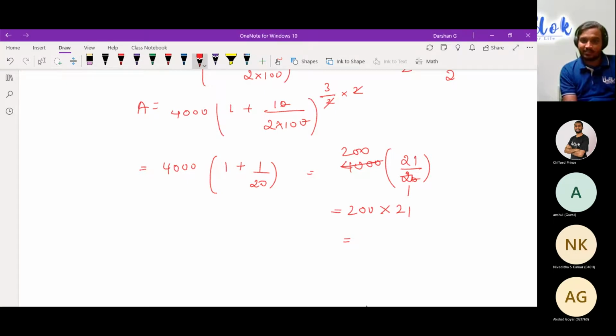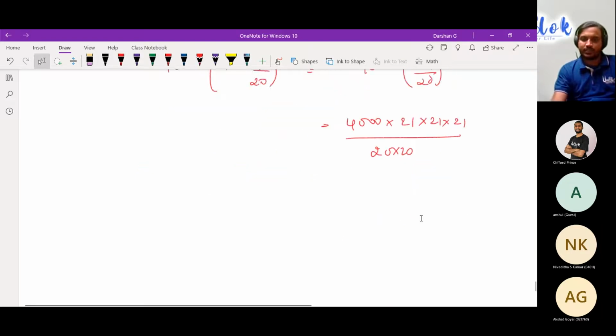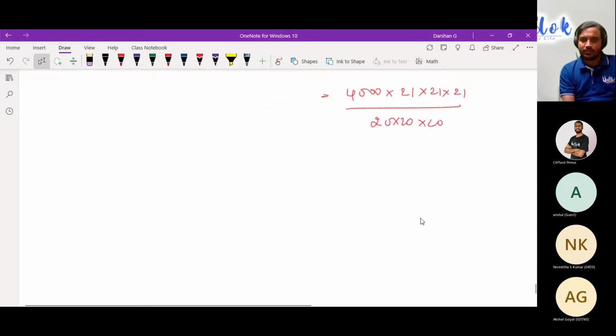Okay, I still missed something. It is to the power of 3, cube. Okay, fine. So 4,000 into 21 by 20 to the power of 3. 21 cross 21 cross 21, no other choice but to do that. But we can do this as 20 into 20 into 20. Cancel all the zeros, three zeros, three zeros. Two ones are, two twos are, two ones are, two twos are.